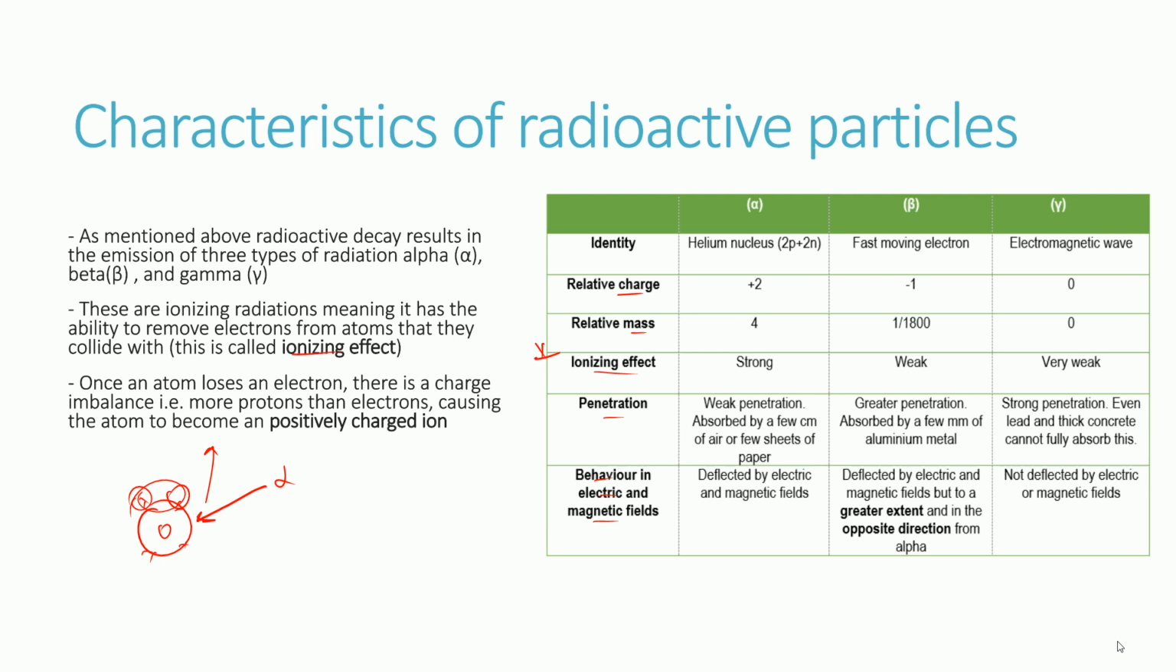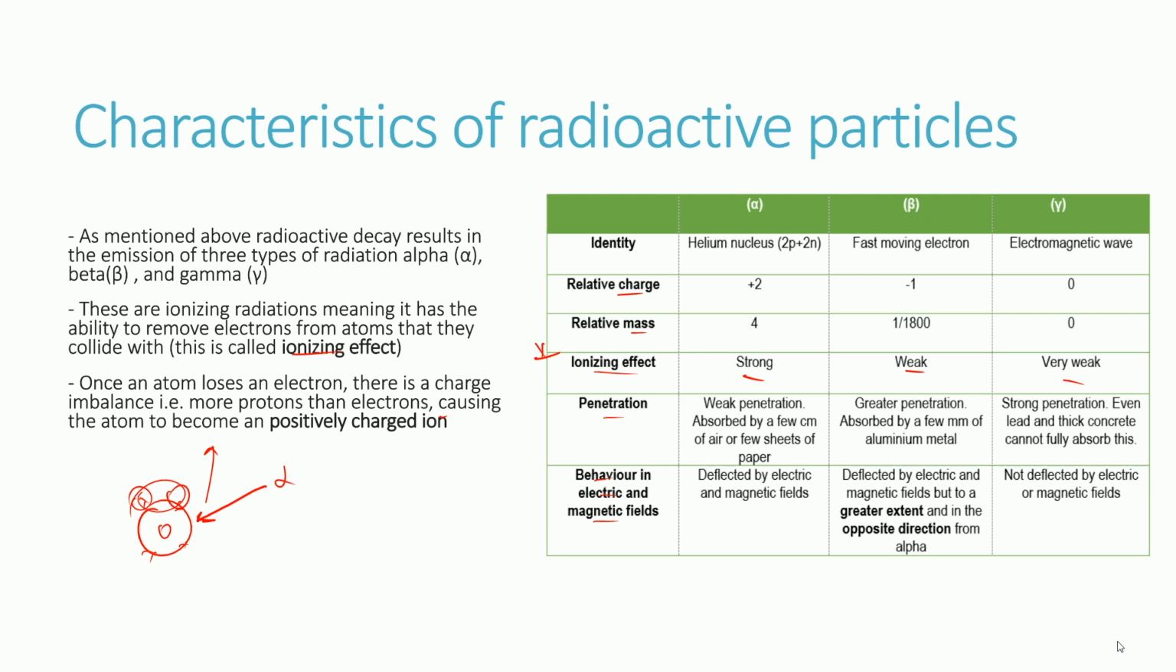Alpha particles have a very strong ionizing effect, beta particles have a fairly weak ionizing effect, and gamma rays have a very weak ionizing effect. So there's a difference there. Once an atom loses an electron, as I said, there's a charge imbalance.